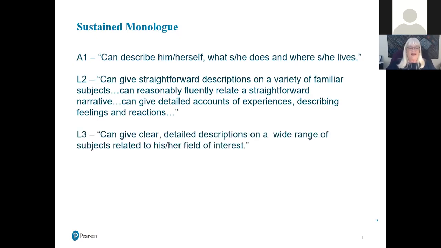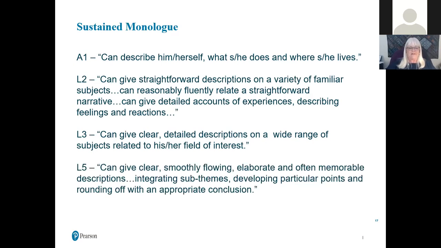Level 3 can give clear, detailed descriptions on a wide range of subjects related to his or her field of interest. And level 5 can give clear, smoothly flowing, elaborate and often memorable descriptions, integrating sub-themes, developing particular points, and rounding off with an appropriate conclusion. So you see the progression of expectation as we go up the different levels.